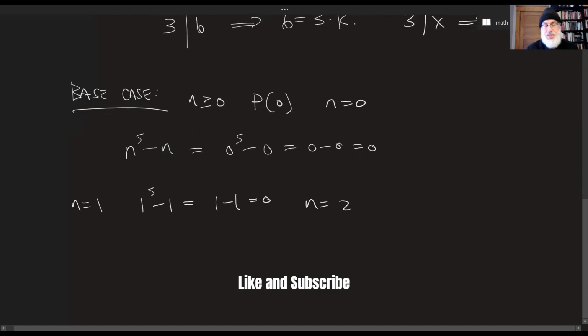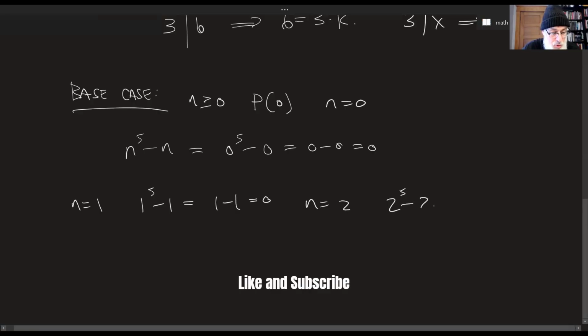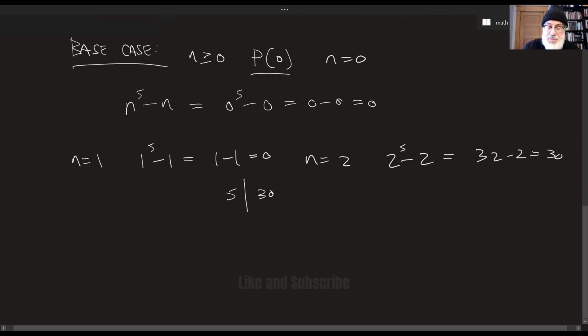Perhaps more interesting is if n is 2, then we have 2 to the fifth minus 2, which is equal to 32 minus 2, which is equal to 30. And 5 divides 30. Okay, so you only need to show the base case that n equals 0 is true. But just to illustrate what was happening, we went through n equals 1 and n equals 2. So the base case holds. Again, you don't have to write this.